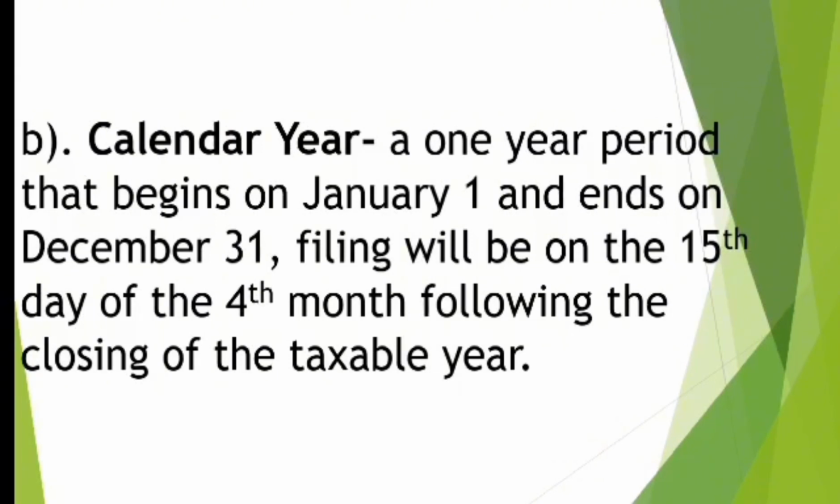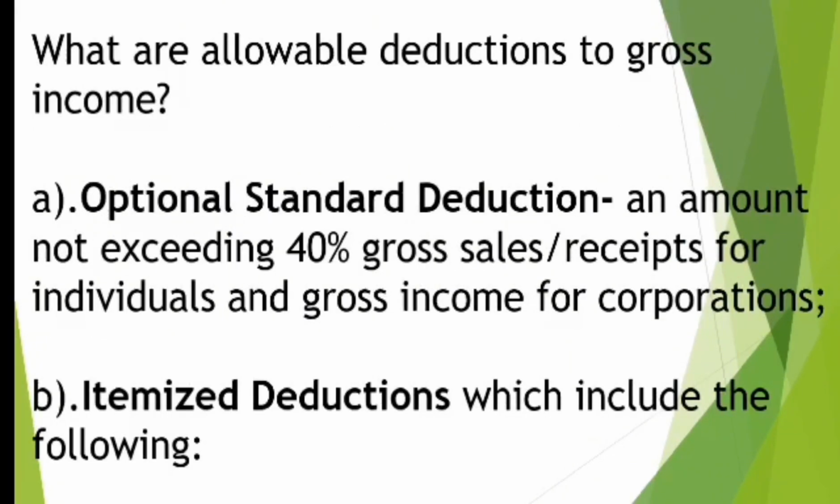It is also known as the civil year. What are allowable deductions to gross income? A. Optional standard deduction. An amount not exceeding 40% of gross sales or receipts for individuals and gross income for corporations.